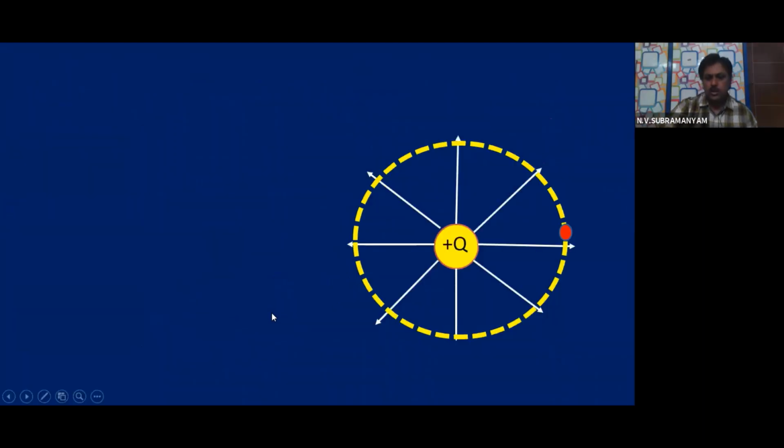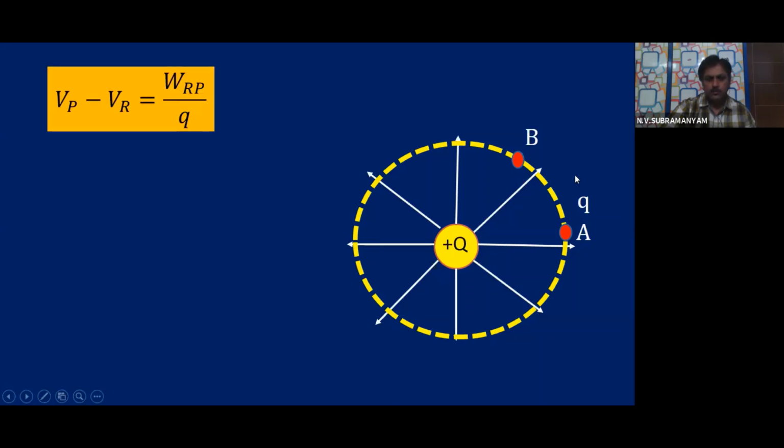Now again you see an equipotential surface. On that I took a point A. On that I took another point B. This is point A on the surface, point B on the surface. Both are at equal potential. Potential at A is equal to potential at B. So why am I taking that? I am taking a charge Q. Okay.